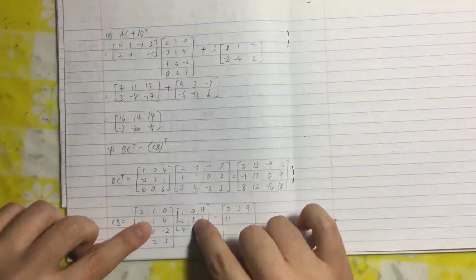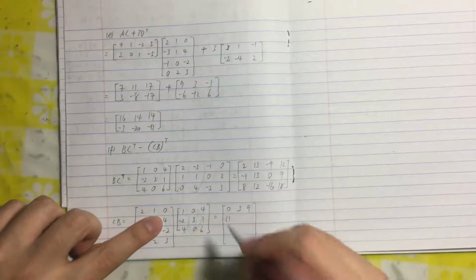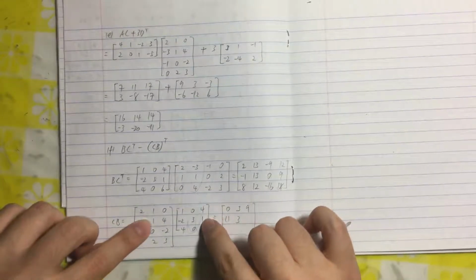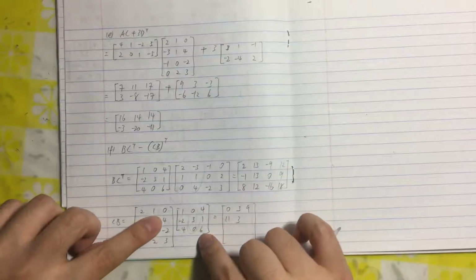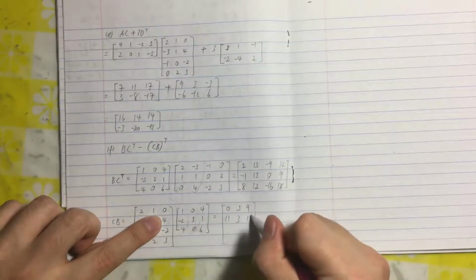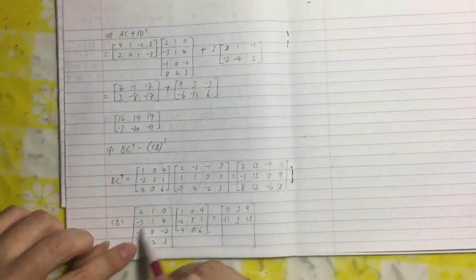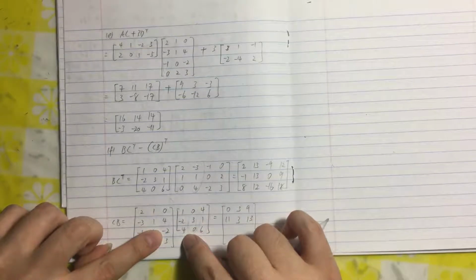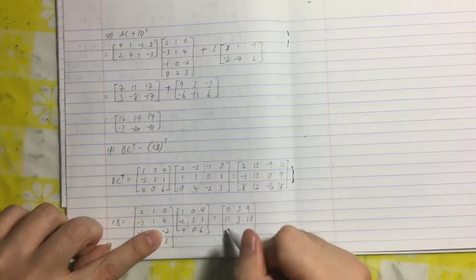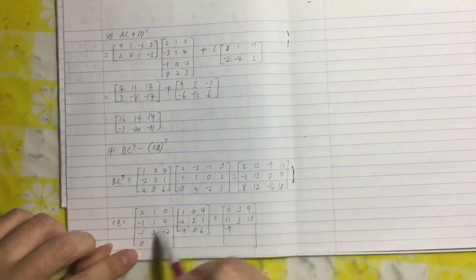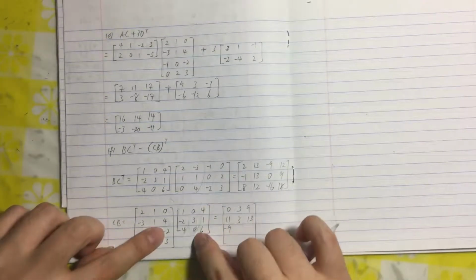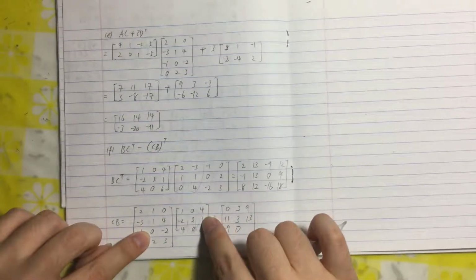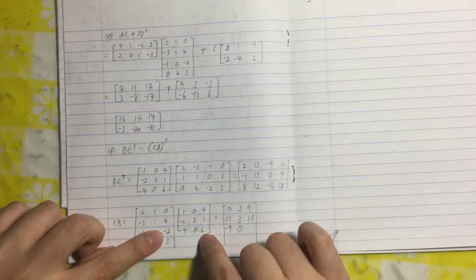Next. 0 plus 3 is 3. 3 plus 0 is 3. Next. Negative 12 plus 1 is negative 11. Negative 11 plus 24 is 13. Next. Negative 1 plus 0 plus negative 8. Negative 1 plus negative 8 is negative 9. Next. 0, 0, 0. Next. Negative 4 plus 0 plus negative 12 is negative 16.